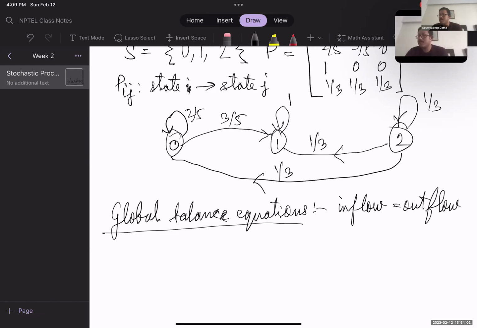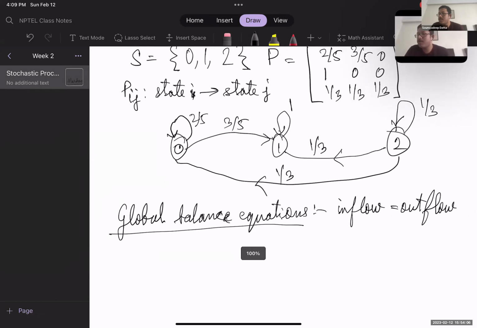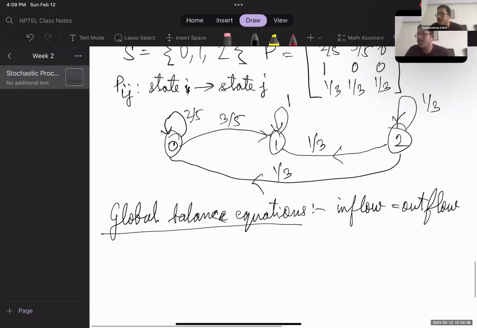Clearly, your problem is to obtain the steady state probability of being at state 0. I'm denoting it as pi 0, the probability of being in state 1 as pi 1, and the probability of being in state 2 as pi 2, at time t equal to infinity. That is why I'm not appending time here.